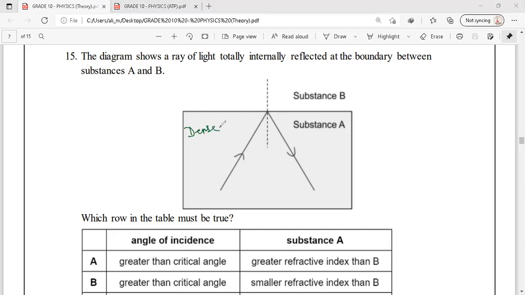This means that this medium should be dense and this medium should be rare. And the angle here should be I greater than the critical angle. So the angle of incidence should be greater than the critical angle, and substance A has a greater refractive index than B. So option A is the right answer in this question.